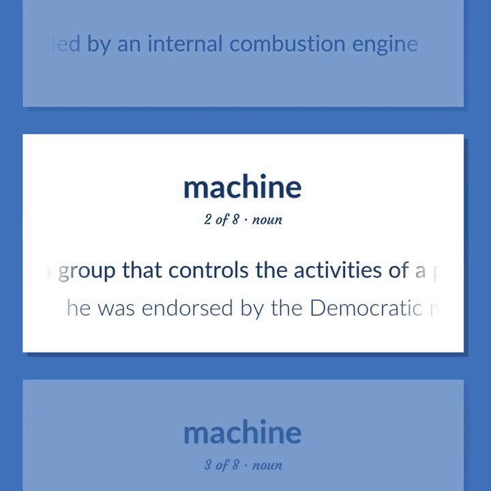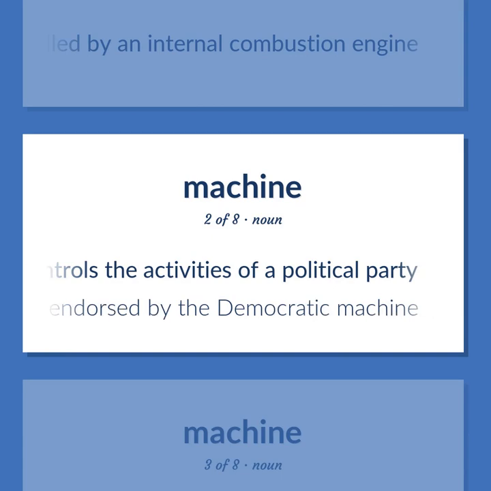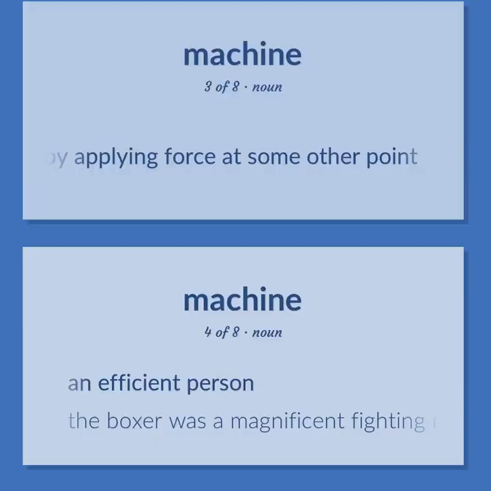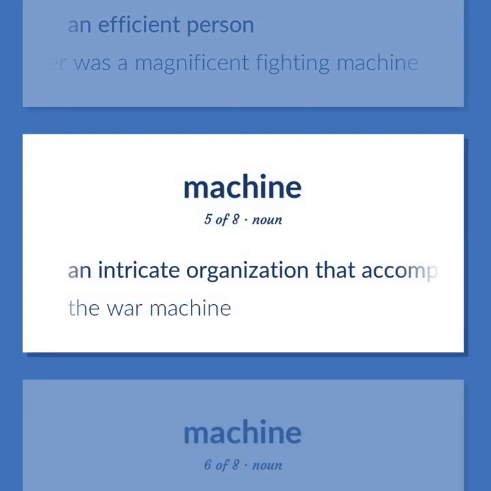A group that controls the activities of a political party. He was endorsed by the Democratic machine. A device for overcoming resistance at one point by applying force at some other point. An efficient person. The boxer was a magnificent fighting machine. An intricate organization that accomplishes its goals efficiently. The war machine.